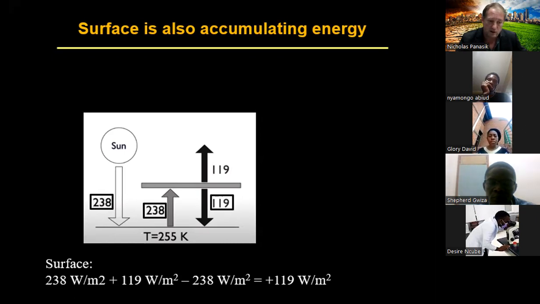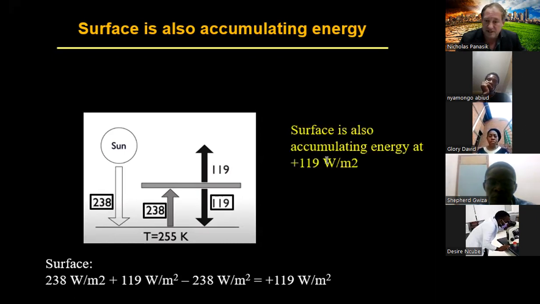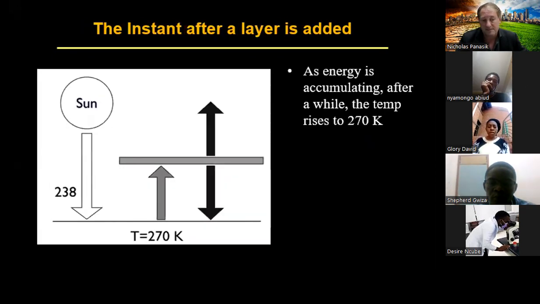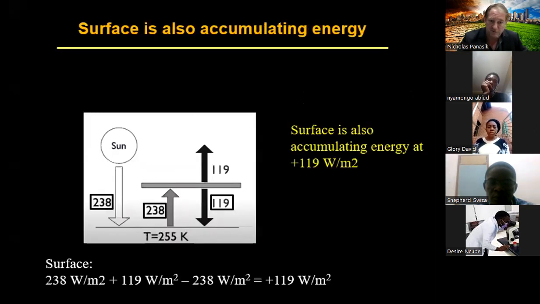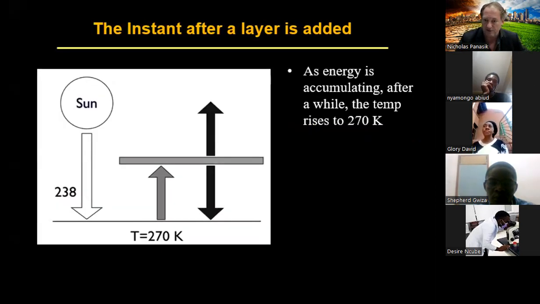It takes a little while to get those molecules moving. So if we're accumulating energy at 119, we would expect, since we're accumulating energy, the temperature is going to rise. Okay. Now let's just say, I'm just going to pick a number. Let's say it goes from 255. We know it's accumulating energy. Let's say it rises to 270 Kelvin. Okay. So now what's our energy balance?